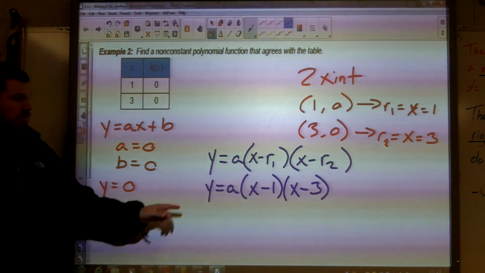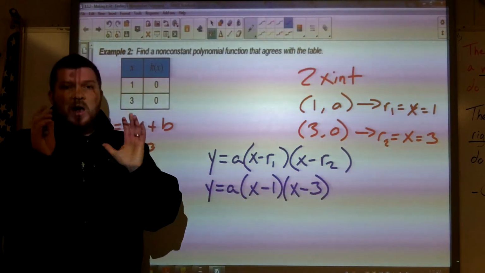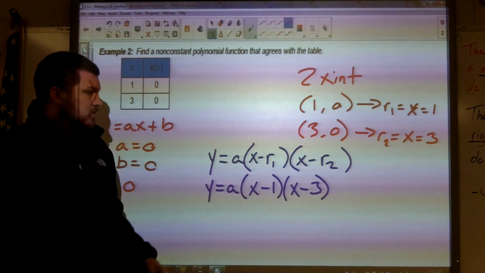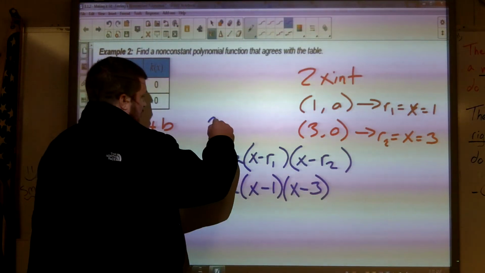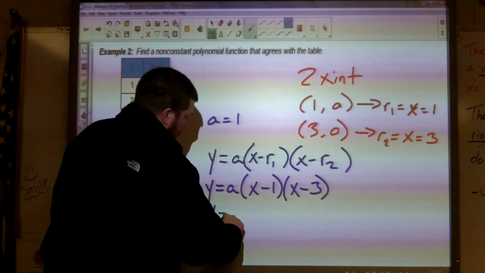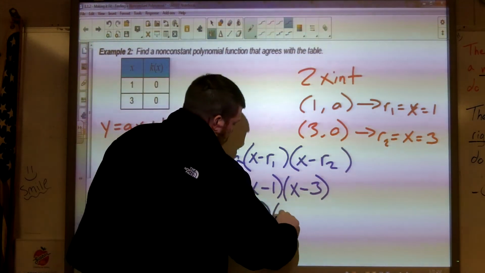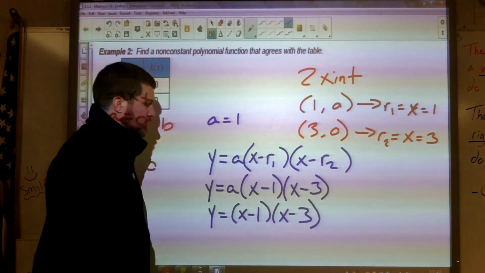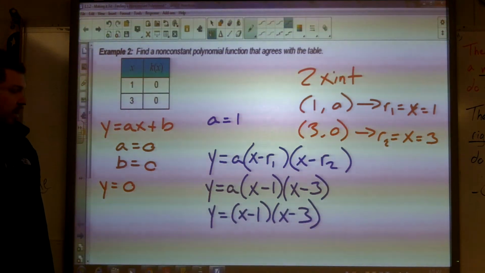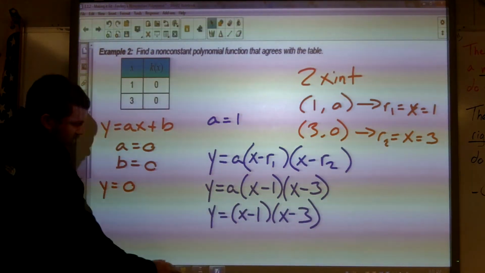Now, here, my scaling factor can be anything that I want it to be. Okay, so it's just how wide or how narrow this graph is going to come out to be. So I'm just going to elect to say that a is 1. So my polynomial for this particular thing is going to be x minus 1, x minus 3. And so this polynomial is a quadratic. I can graph this as long as it hits these 2 points. I found a polynomial that works.